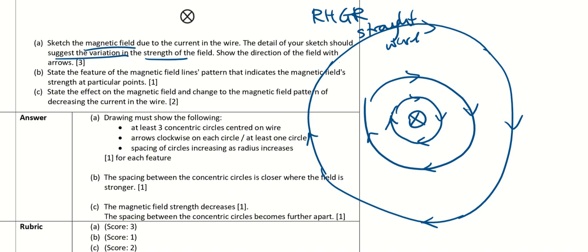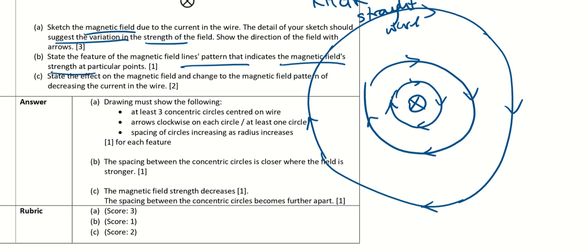Okay, then state the feature of the magnetic field patterns that indicates the magnetic field strength. Spacing between the concentric circles is closer where the field is stronger. So if I want, I can draw another one. And the gaps are actually smaller between the first and the second and third and fourth.